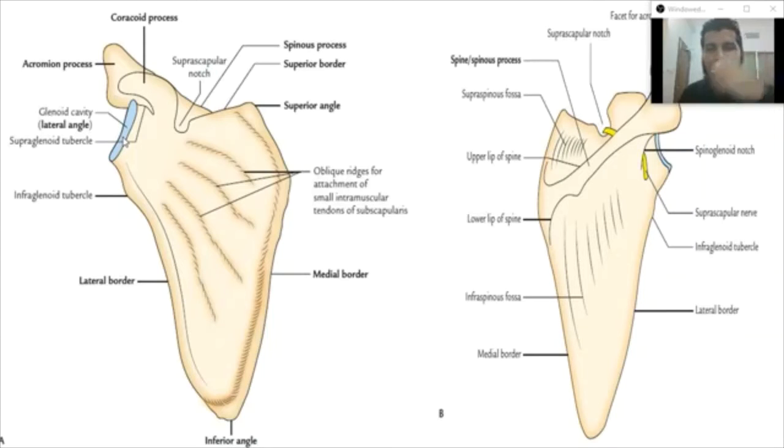Which type of joint is it? It is ball and socket type of synovial joint. So which type of cartilage is covering the glenoid cavity? It is called glenoid labrum. It is hyaline cartilage.